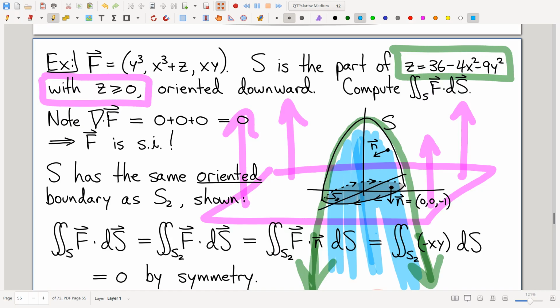Yes. But wouldn't some points such as z equals 0 and x smaller than 3 and y smaller than 2 be included?